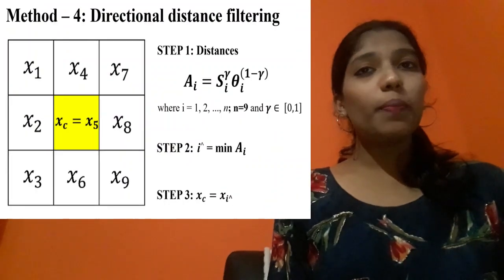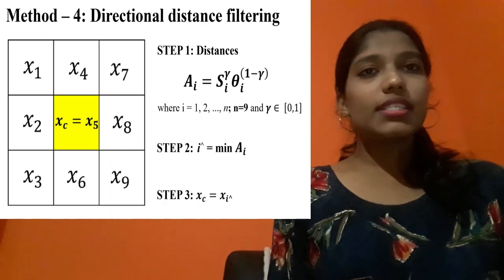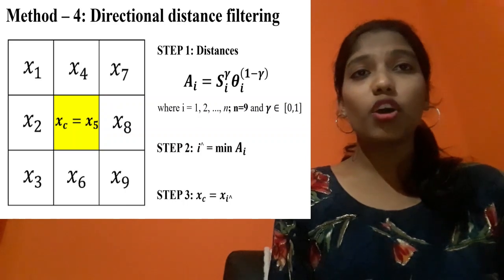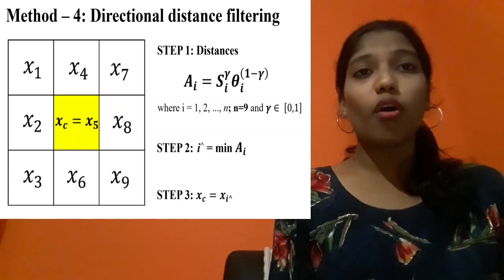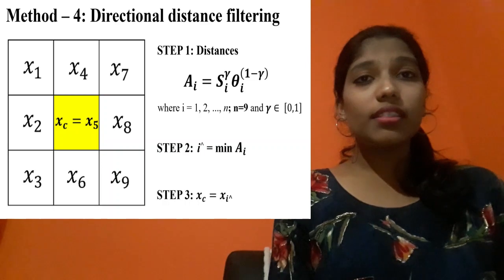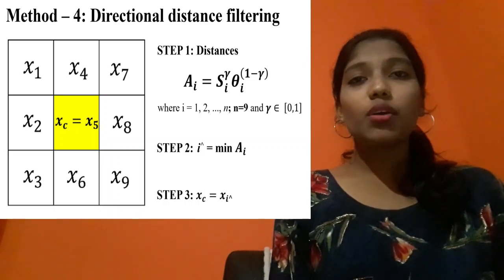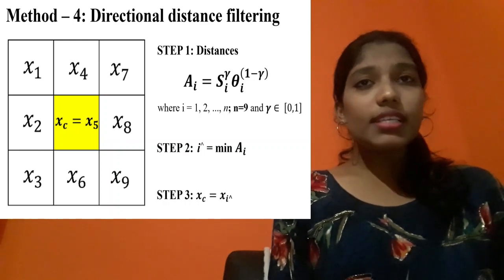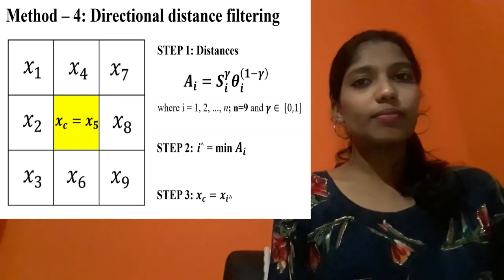Our fourth method is directional distance filtering. This filtering is a combination of vector median filtering and basic vector directional filtering. The step 1 is to find directional distance, which is equal to the product of Minkowski distances of VMF with the power of gamma and angular distances of BVDF with the power of 1 minus gamma. The tricky part in this filtering is the factor gamma value, which belongs to 0 to 1. And step 2 and step 3 of this directional distance filtering are the same as vector median filtering.